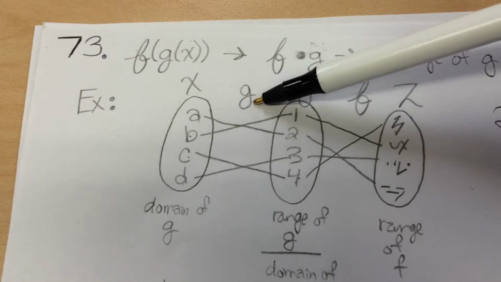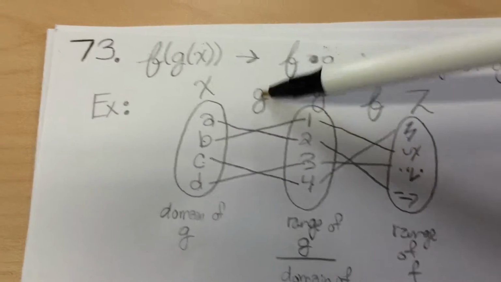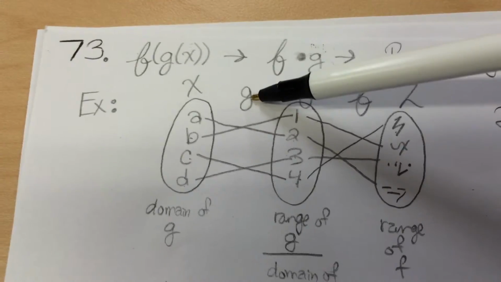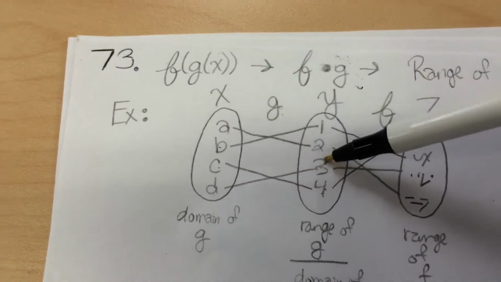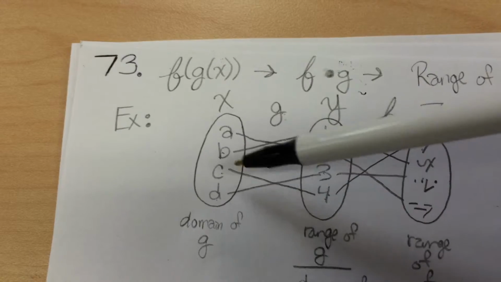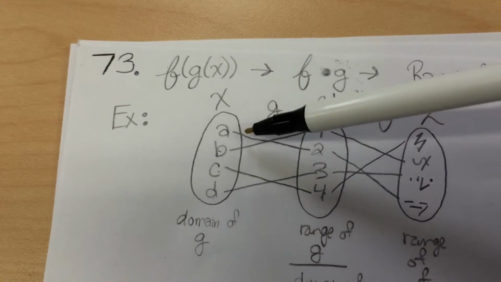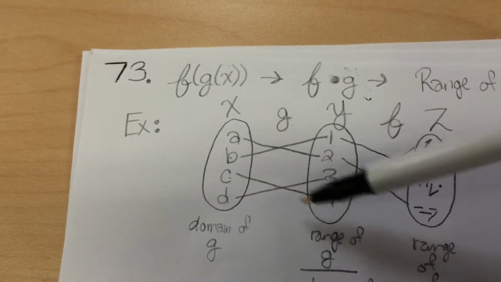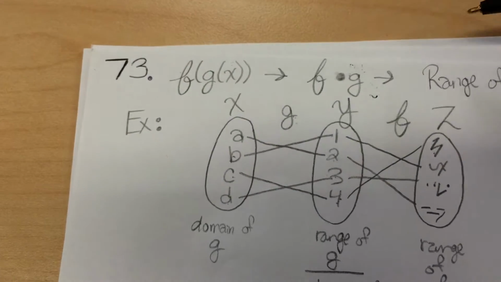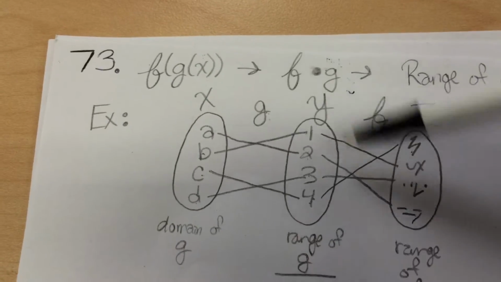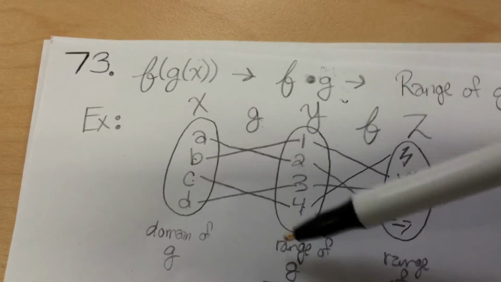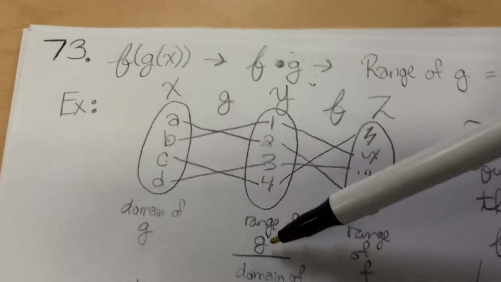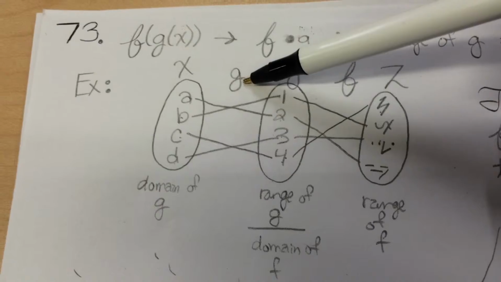So when I put the g here, that means from x to y, a function g happens. For a, when a goes through g, you get 2. When b goes through g, you get 1. When c goes through g, you get 3. And when c goes through g, you get 4. And when d goes through g, you get 3. And that equals y. And this y is the range of g.